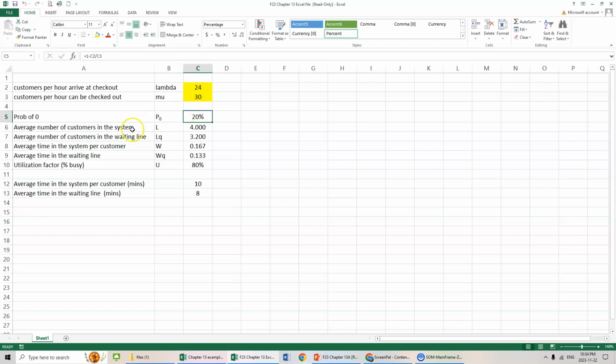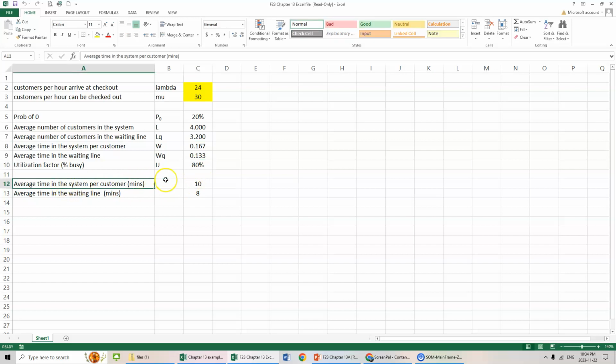The average number of customers in the system is L, and LQ is the average number of customers in the waiting line, 3.2. The average wait time in the system, W, is 0.16 hours. And WQ, the average time in the waiting line, is 0.133 hours. Utilization rate, the percent that it's busy, is 20%.